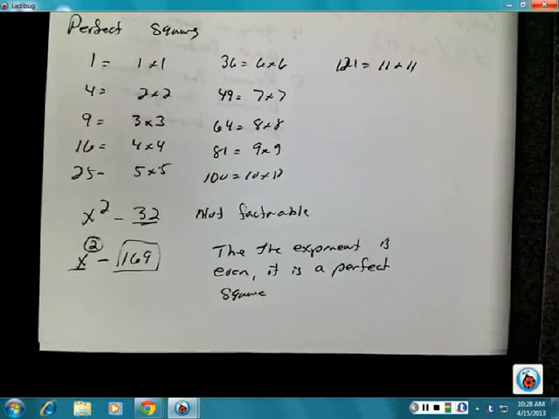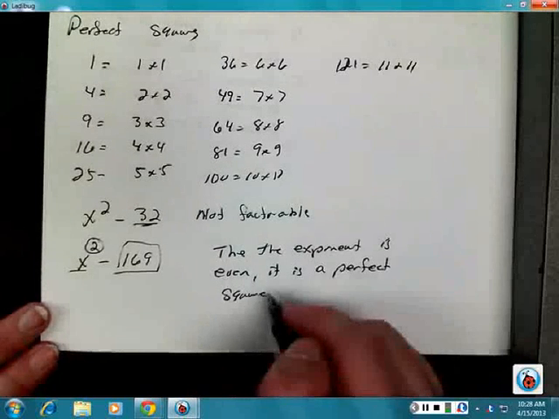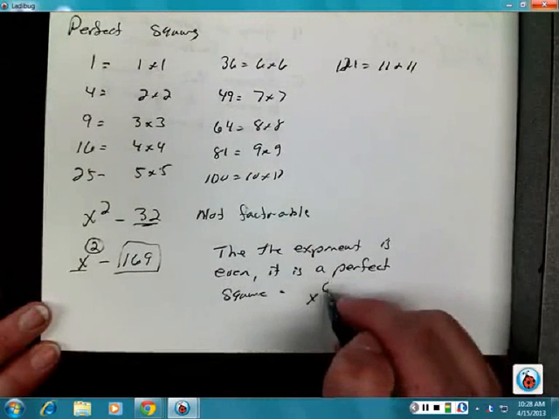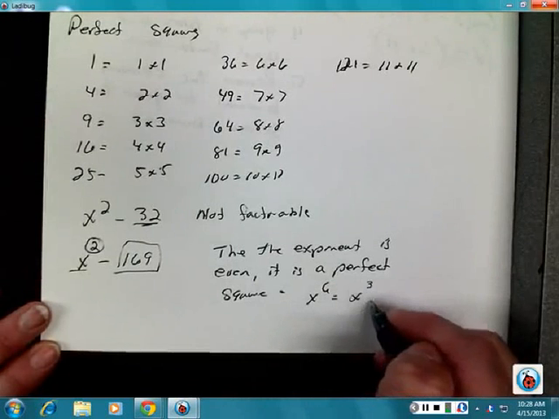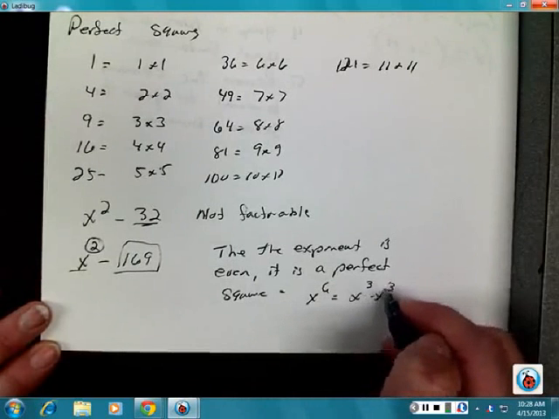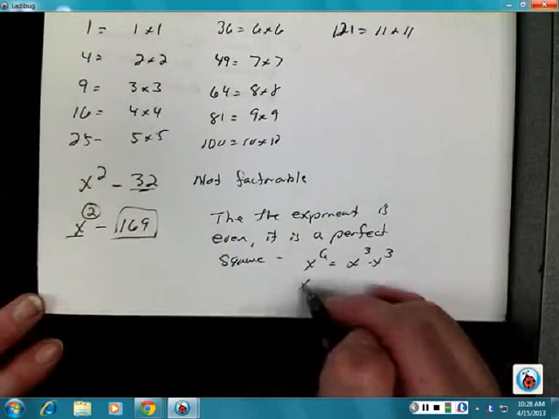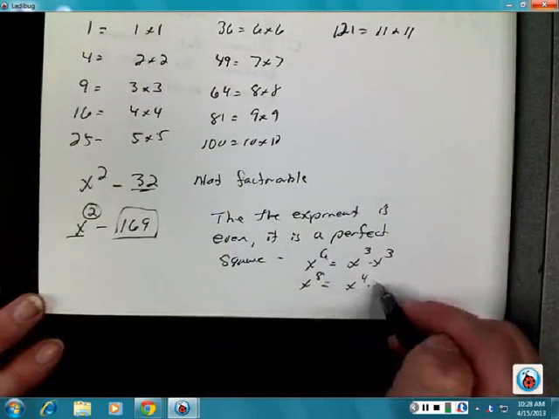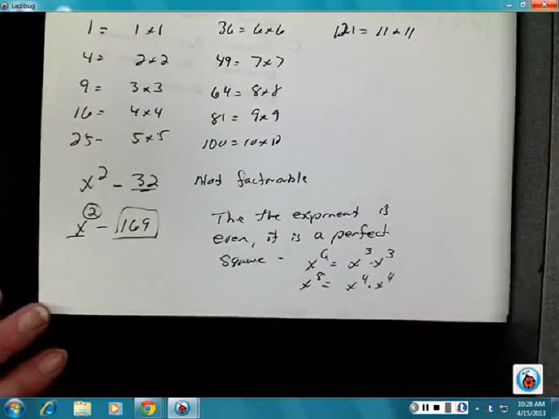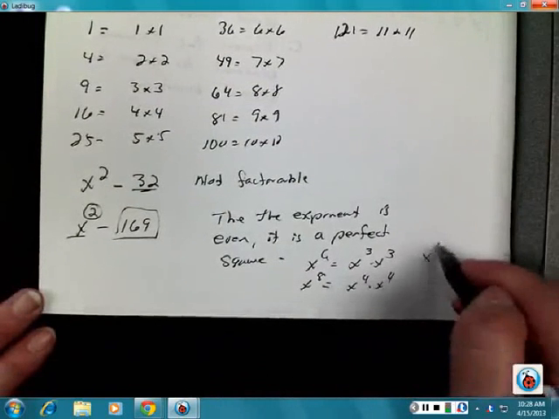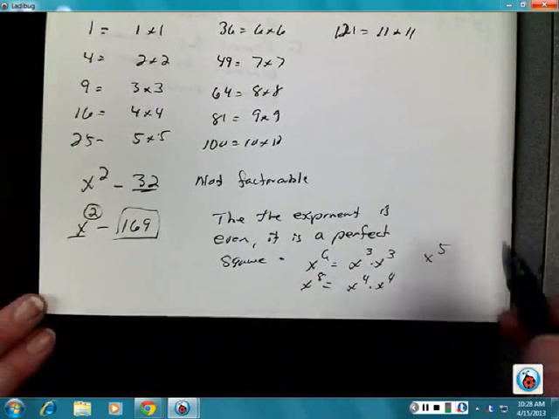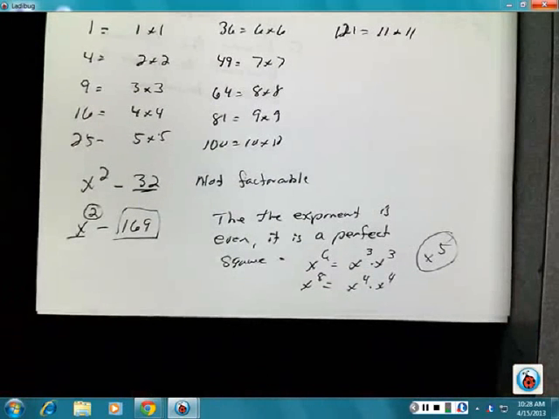So if the exponent is even, we know that it is a perfect square. Because if it were x to the 6th, that's the same as x cubed times x cubed. If it were x to the 8th, that's the same as x to the 4th times x to the 4th. But if it's x to the 5th, I can't do anything with it because it does not break down and I can't get a perfect square out of it.